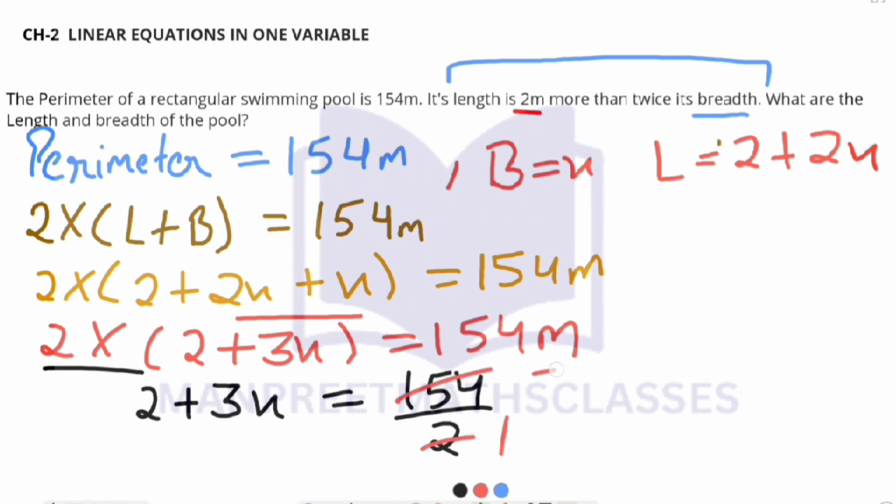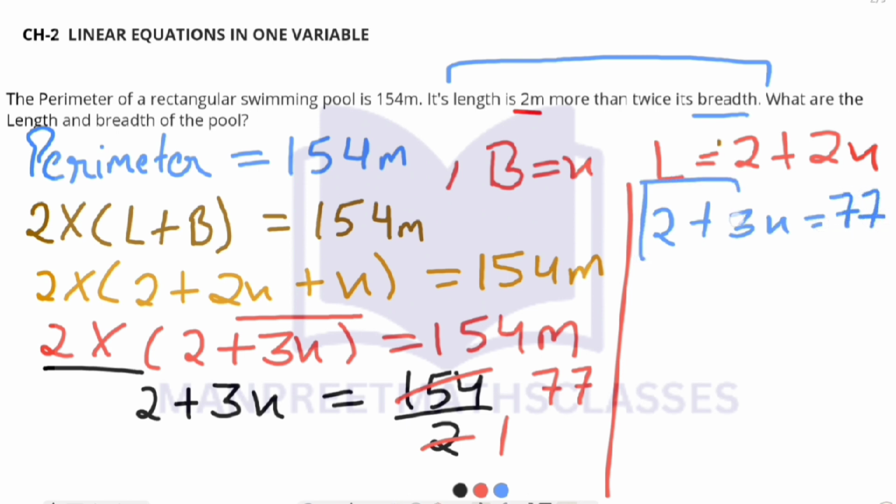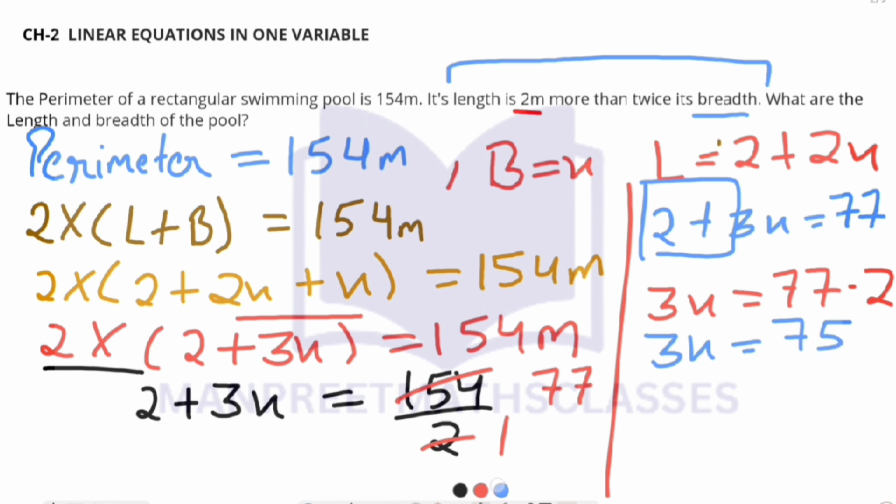So 2 1s are 2, 2 7s are 14, 2 7s are 14. Now we have 2 plus 3x is equal to 77 meter. Now this 2 is in addition. When you transfer it, it will go in subtraction. So 77 minus 2. So 3x is equal to 75. Now 3 is in multiplication, so it will go in division. So x is equal to 75 divided by 3.